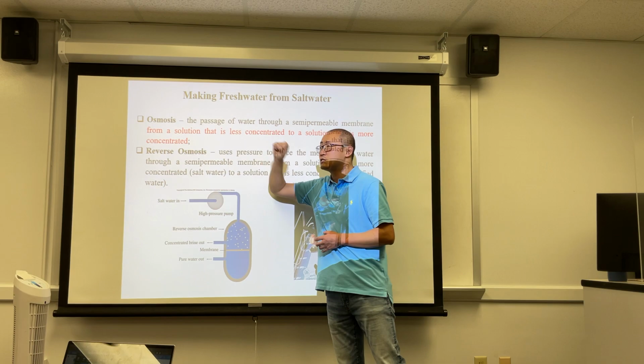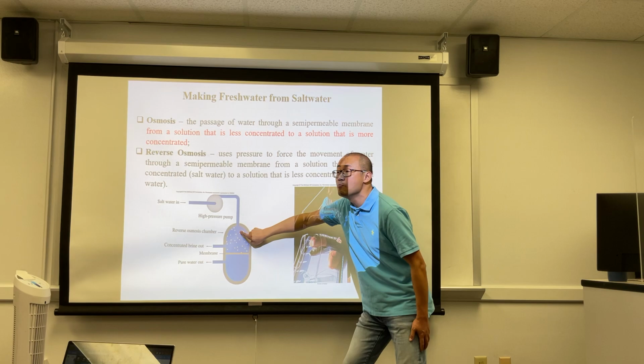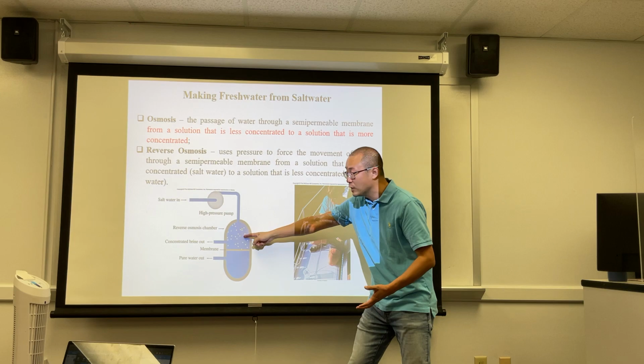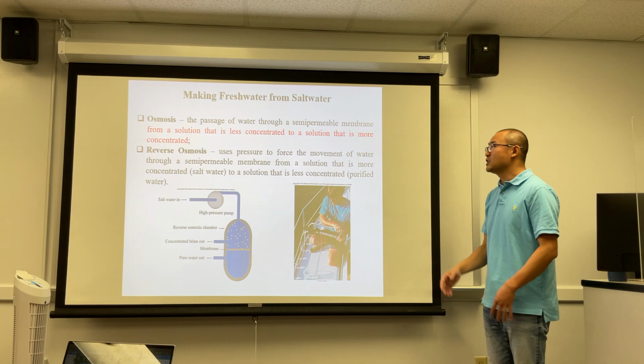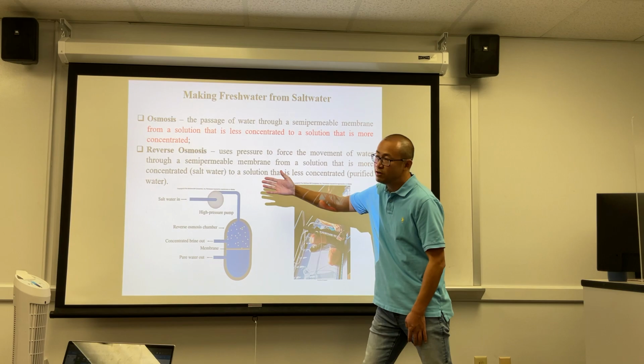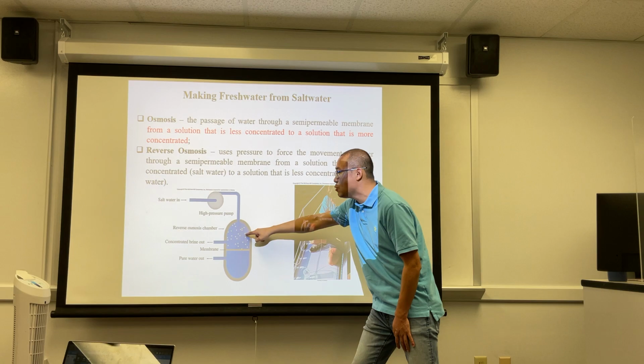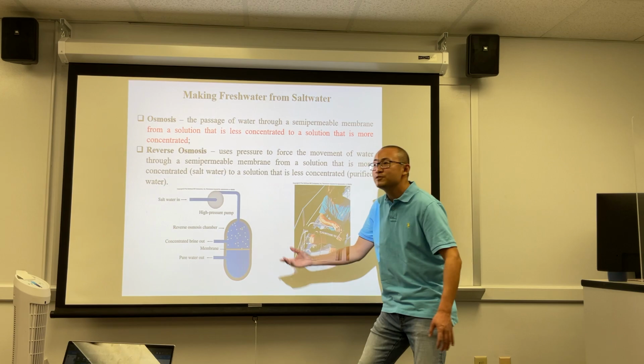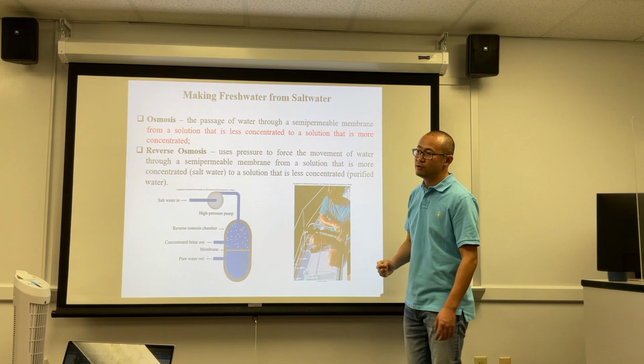It's water going from less concentrated to more concentrated. Of course, we want the opposite way, right? We want water to go from seawater into fresh water. So what we do is add pressure using a high pressure pump to the seawater side, to push the water from the more concentrated to the less concentrated side. That's why we call this process reverse osmosis. Does it make sense?